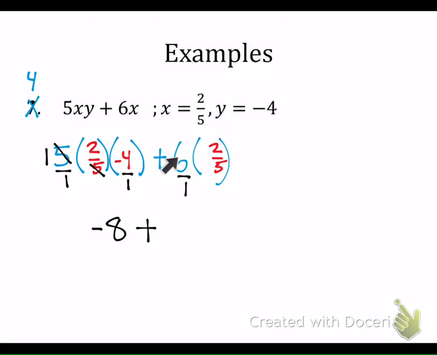Plus, here I have a 5 and a 6, those don't simplify, and I have a 2 and a 1, those don't simplify. So I can just multiply across the top, I get 12, and across the bottom I get a 5.